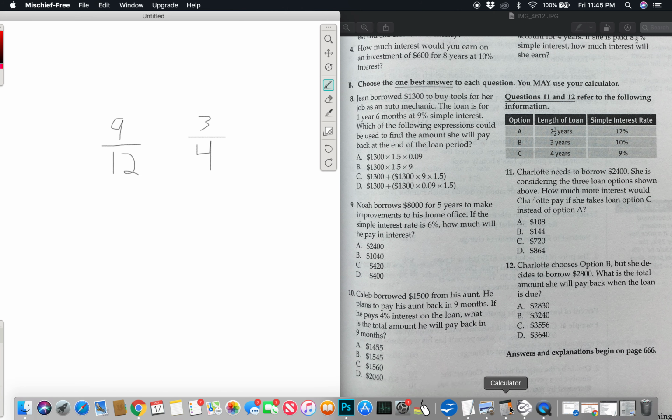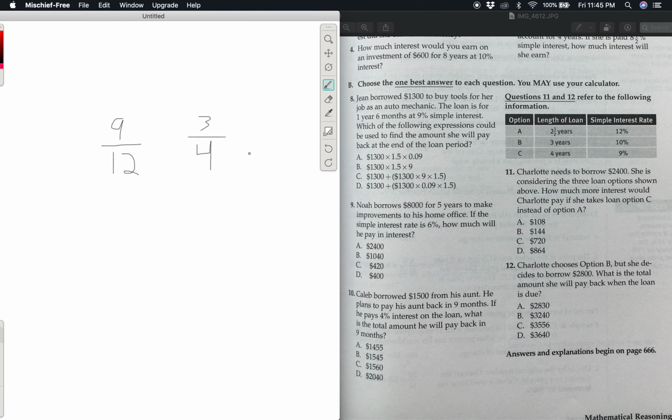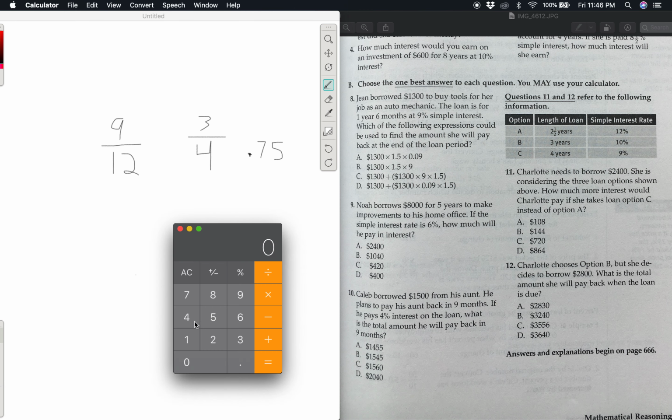Caleb borrowed $1,500 from his aunt. He plans to pay his aunt back in 9 months. So, guys, 3/4 in decimal equivalency is, again, important to know your equivalence, 0.75. Think of this as 3/4 out of a dollar, which requires 4/4, equals 75 cents. So we have the calculator. Caleb borrowed $1,500, times the rate, which is 0.04, times the 9 months, which is 0.75.